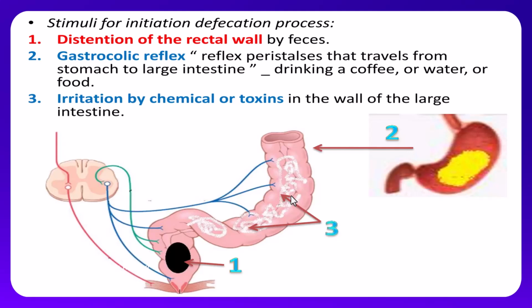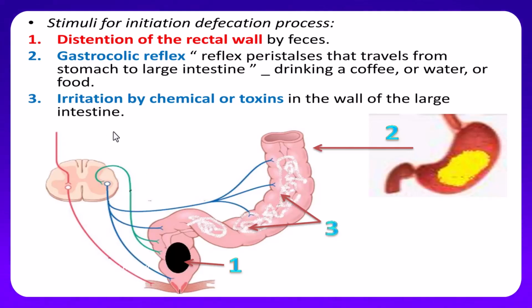Stimuli for initiation of the defecation process. There are three stimuli. The first is distension of the rectal wall by feces, from where impulses are transmitted by the pelvic plexus. The second is the gastrocolic reflex, which travels from the stomach to the large intestine. When there is food in the stomach, it transmits impulses from the stomach to the colon. This is another mechanism involved in defecation.